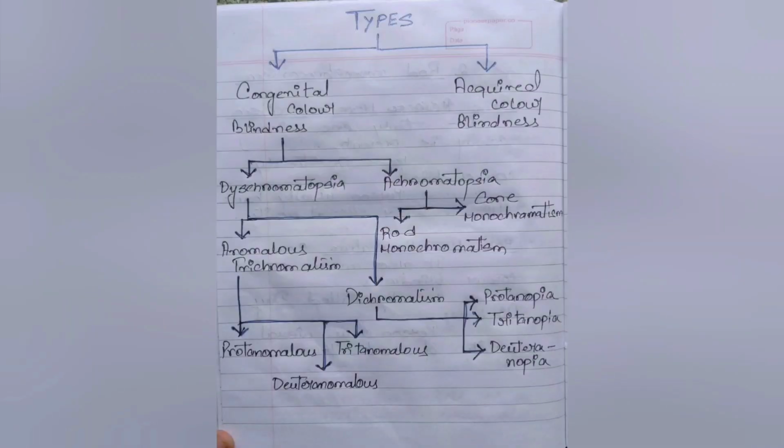So this was all about the types of congenital color blindness. It is divided into dyschromatopsia and achromatopsia. Dyschromatopsia is further divided into two types, and achromatopsia is also divided into two types. I can't show you because I don't have any blackboard, so I have made a flowchart. I would like to show you all, so just have a look. I hope this flowchart will definitely help you out, because sometimes people get confused between these terms, as there are many, and it's very important to have a clear concept of all these terms.